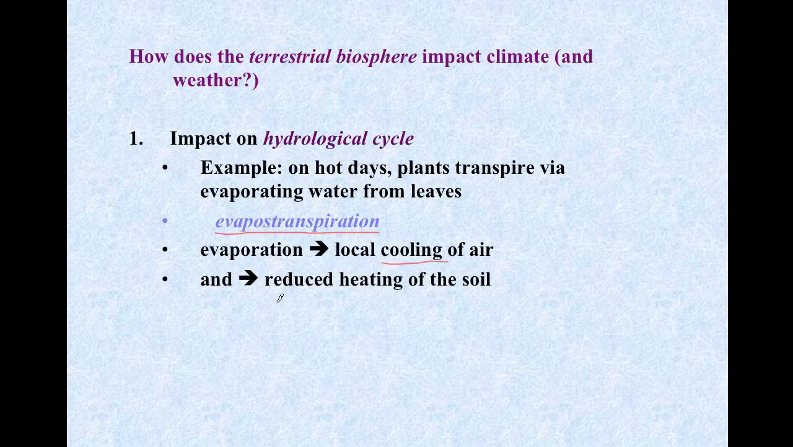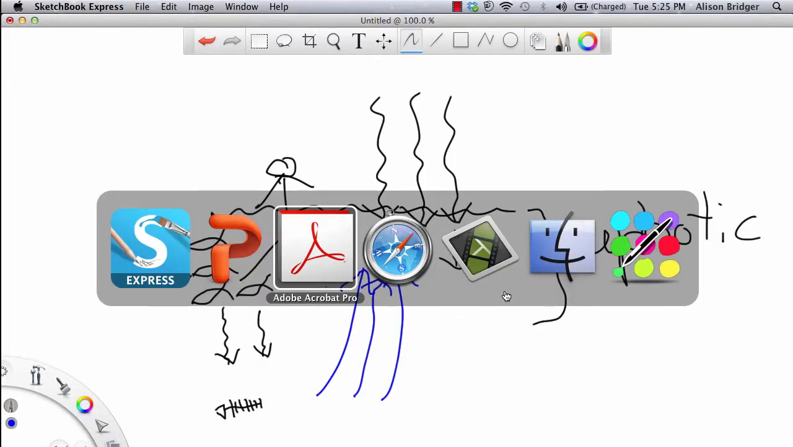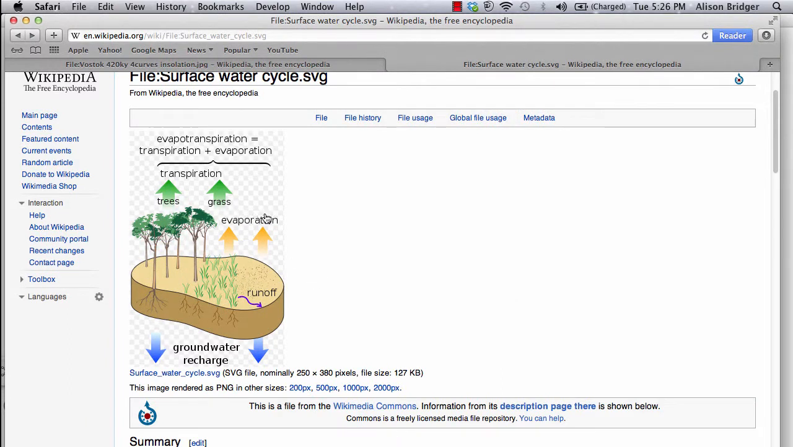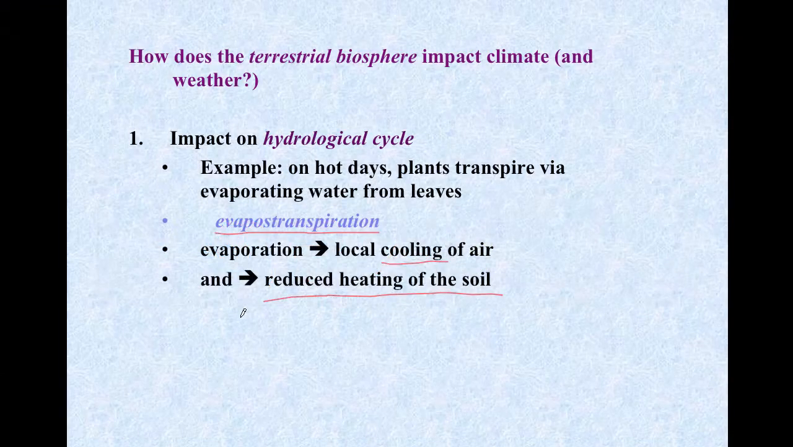The other thing you get, of course, is reduced heating of the soil. When evapotranspiration is going on, some of the incoming sunlight is being used to evaporate the water, which means that less of that sunlight is going into the ground to heat up the ground. So that's another cooling impact.